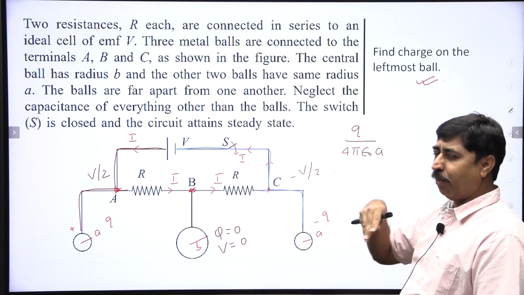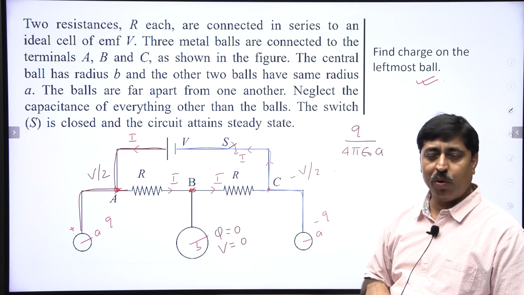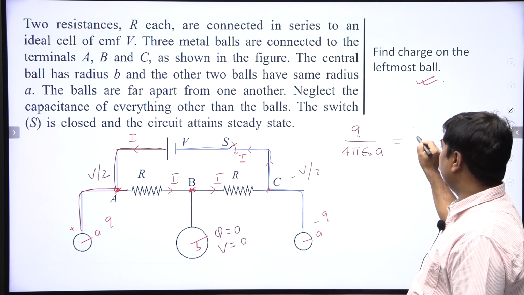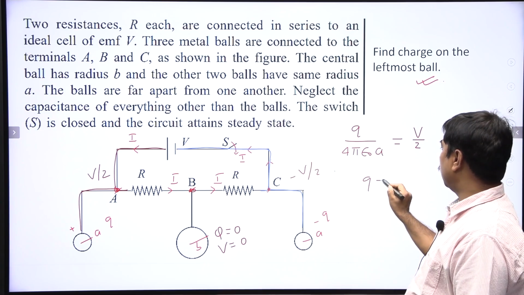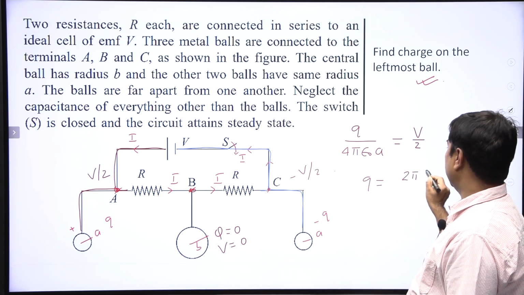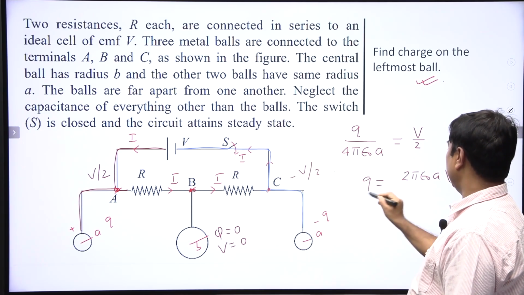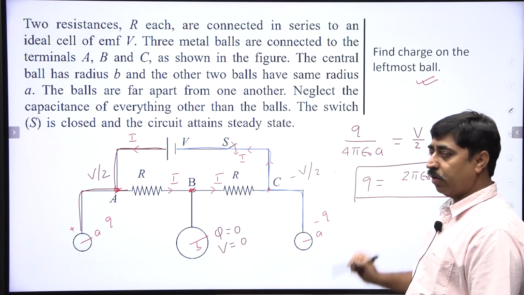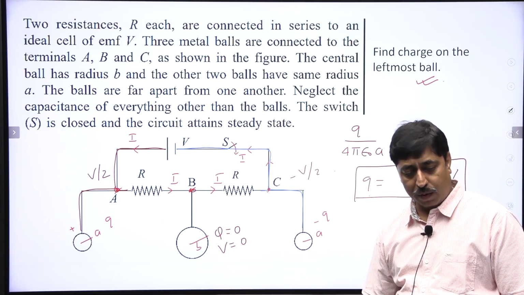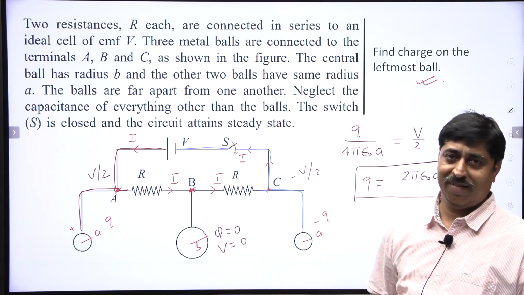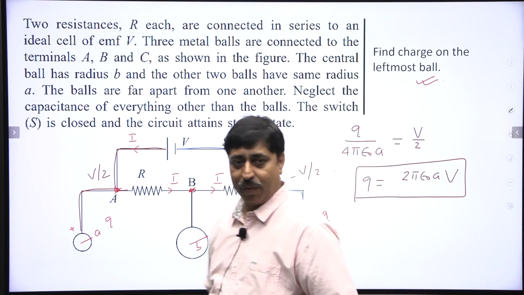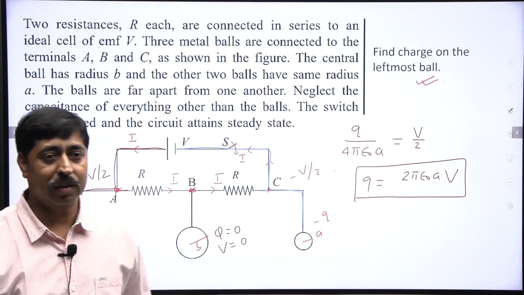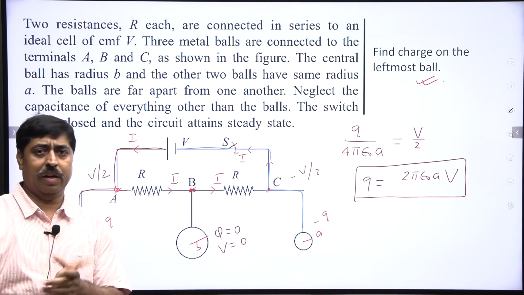Yeah, simply 1 by 4 pi epsilon naught Q by A, and this has to be equal to V by 2. So charge on this ball is nothing but 2 pi epsilon naught A V. There is a charge on this ball, and this ball will have equal amount of negative charge on it. I hope all of you have understood this question very clearly.